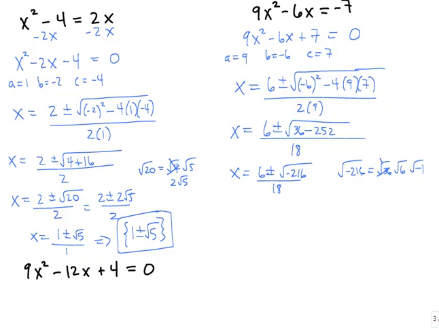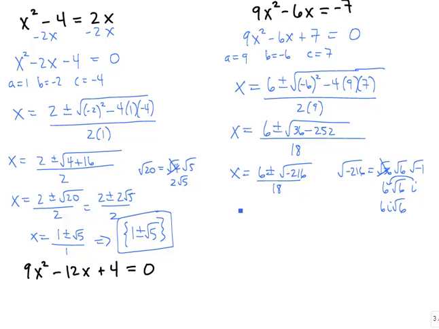The square root of 36 turns into a 6 on the outside. The square root of 6 stays put, and this square root of negative 1 turns into your i. Now to keep this kind of clean looking, I usually like to put that i in between the 6 and the root 6.